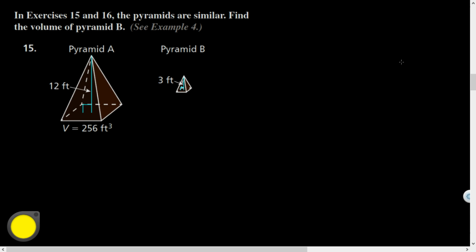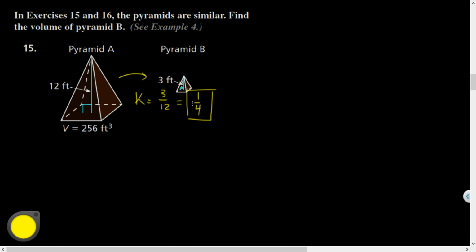All right. So the scale factor, K, between these two is going to be 3/12 or 1/4 is my scale factor of the linear dimensions between these pyramids. Okay? That pyramid B is 1/4 the size of pyramid A linearly. So that would be in terms of its height or its width or its perimeter or its slant height, as we'll talk about today.